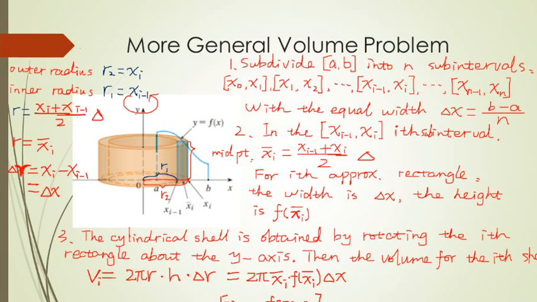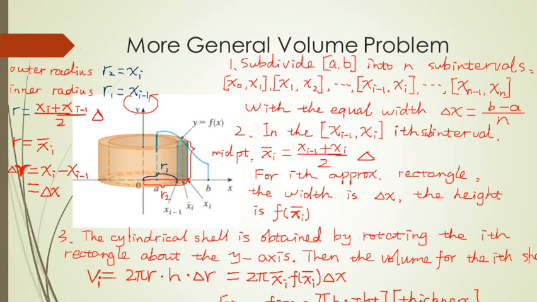Circumference times the height of the ice rectangle, and then the delta x works as the thickness. So it's identical with the expression of the cylindrical shell. Okay, so that is the volume for the ice shell. Why do we call it the ice shell? Because we rotate the ice rectangle.